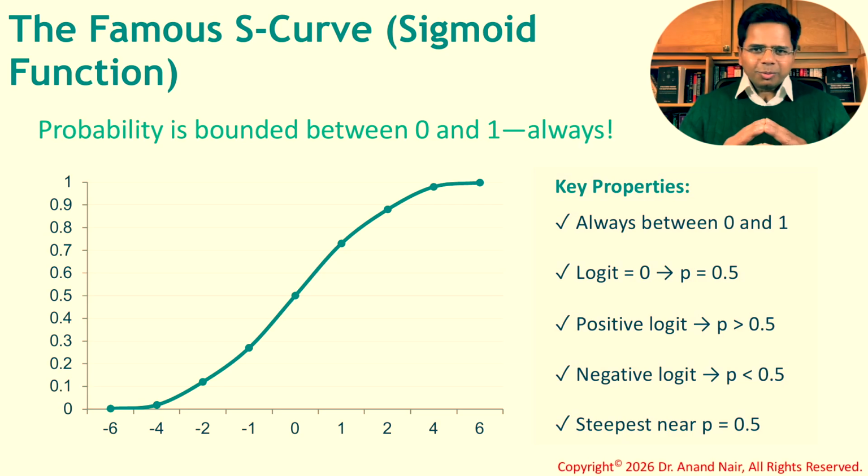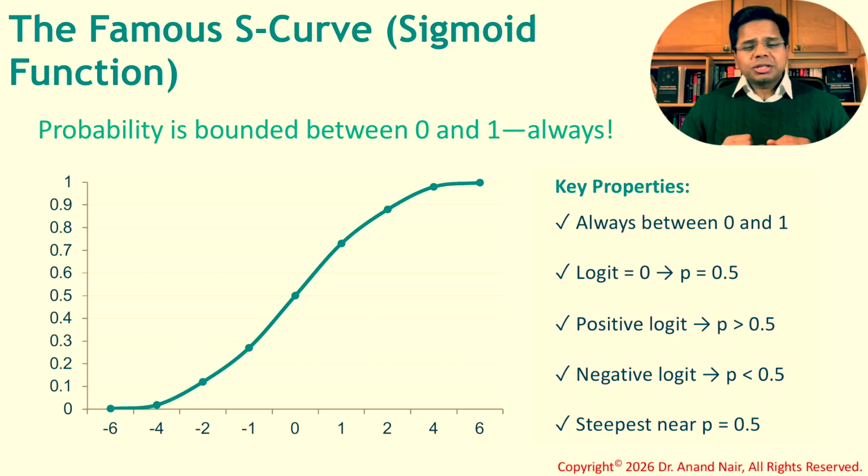This is probably the most important visual in all of logistic regression, the sigmoid or S-curve. Here's what's happening. On the x-axis, we have the Logit. That's beta 0 plus beta 1 x1 plus beta 2 x2 plus, and so on. On the y-axis, we have the probability of belonging to class 1. Notice the shape. No matter how extreme the Logit gets, positive or negative, the probability stays bounded between 0 and 1. That's the magic of the logistic function.